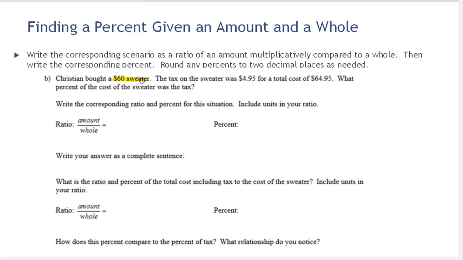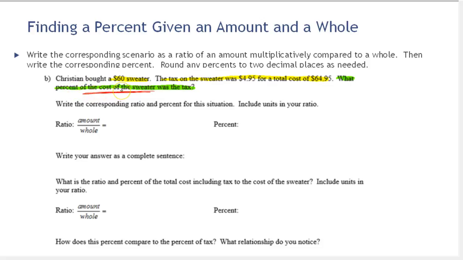Christian bought a $60 sweater. The tax on the sweater was $4.95 for a total cost of $64.95. Then we're asked, what percent of the cost of the sweater was tax? Okay. So now we need to write this ratio of the amount compared to the whole. Okay. So we're asked what percent of the cost of the sweater. So the cost of the sweater is our whole, because we have percent of the cost of the sweater. So again, it tells you the whole by stating percent and then of the.